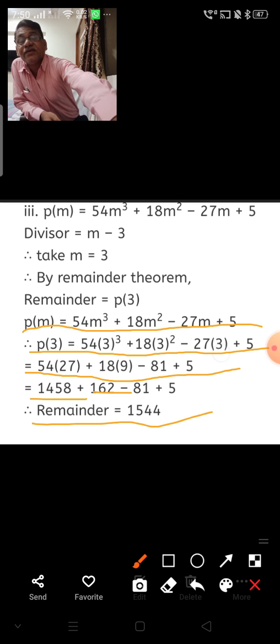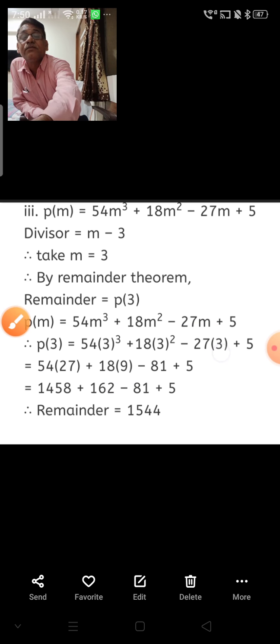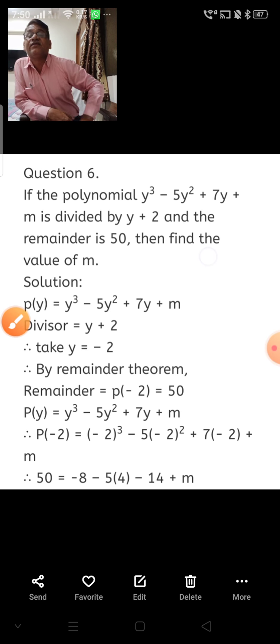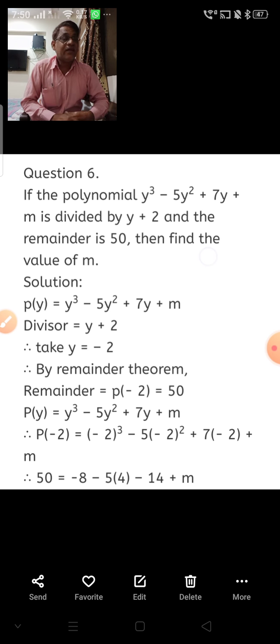Now come to the next, question number 6. We completed question number 5, which had 3 questions. If the polynomial y cube minus 5y square plus 7y plus m is divided by y plus 2 and the remainder is 50, then find the value of m. Here the remainder is already given and you have to find the value of m. Now how to find it?